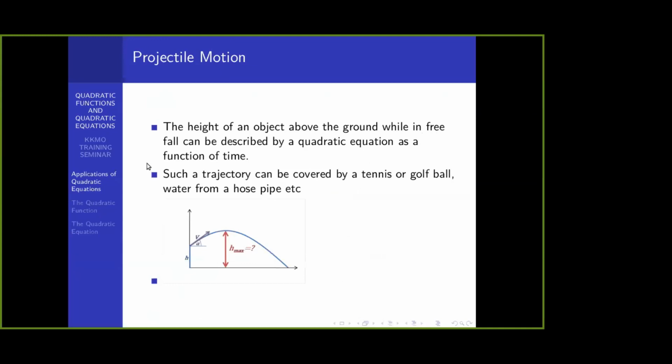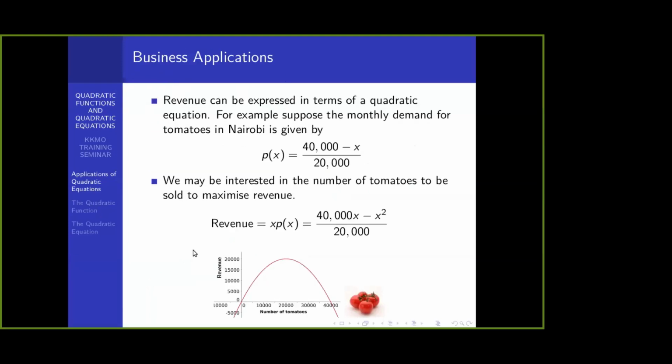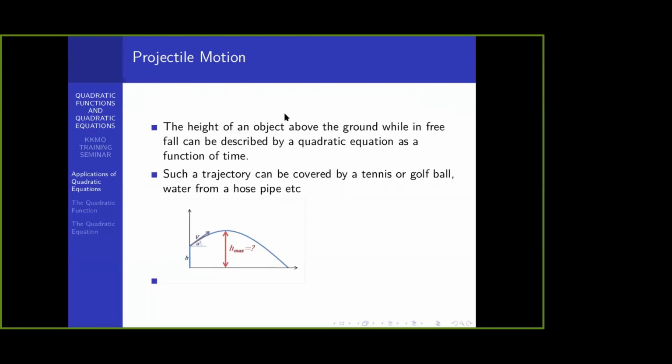Another application is in mechanics. When you look at projectile motion, the height of an object above the ground while in free fall can be described by a quadratic function. This is also true in sports. When you throw a tennis ball or hit a golf ball, it takes a trajectory that can be described by a quadratic equation. If you see water from a hose pipe or in a fountain, the trajectory of the water normally takes that shape.